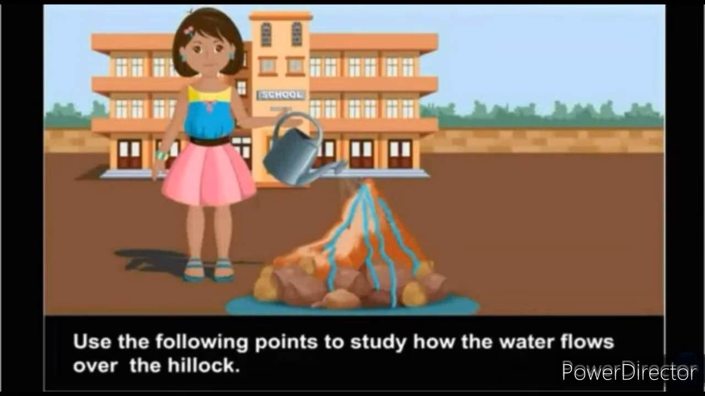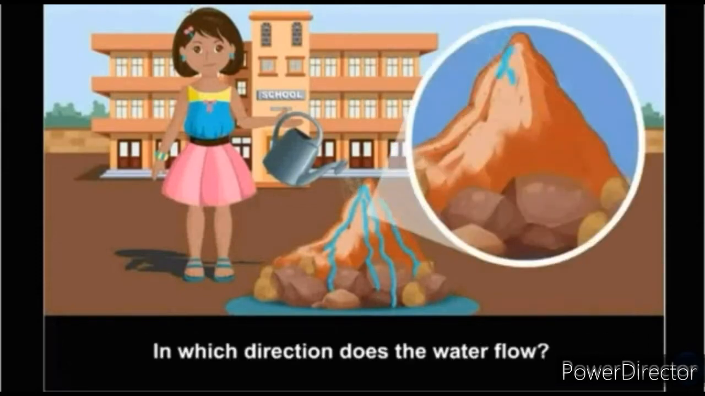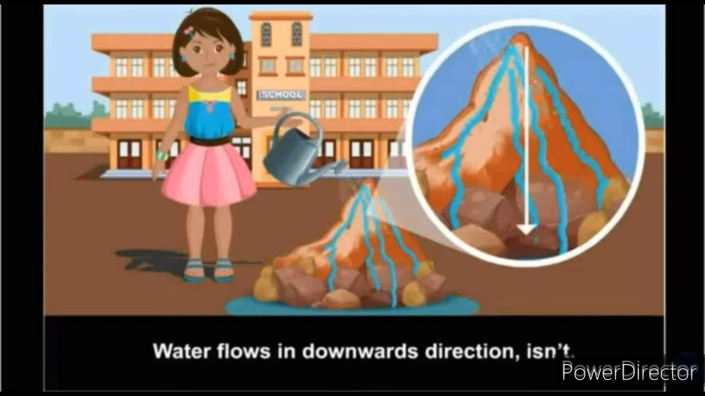See. Use the following points to study how the water flows over the hillock. Now some points will be given with the help of which you have to answer. Means how water flows you will observe. First one, in which direction does the water flow? See the direction of the water. See, the arrow is showing the direction. The direction is towards the down. Yes, water flows in a downward direction, isn't it? Yes, very good.